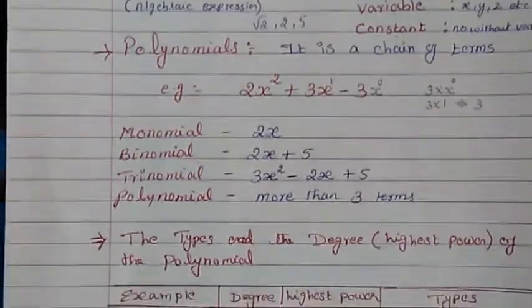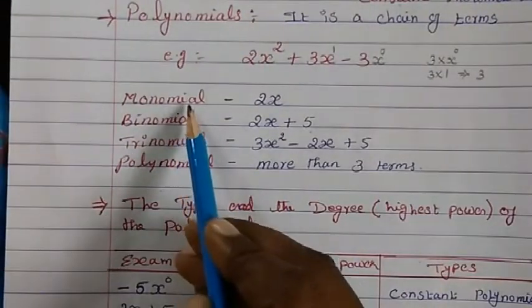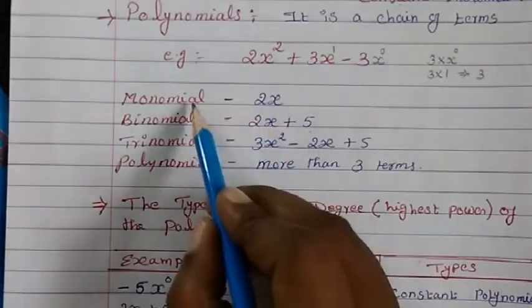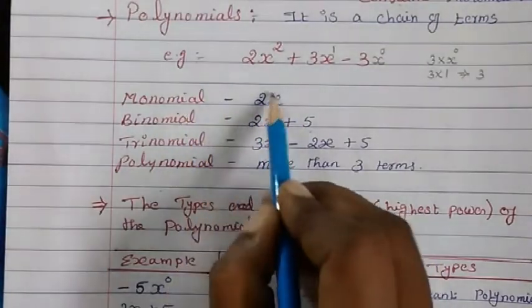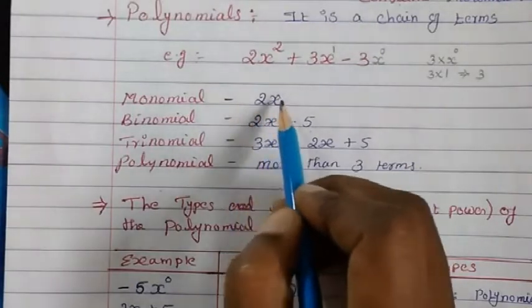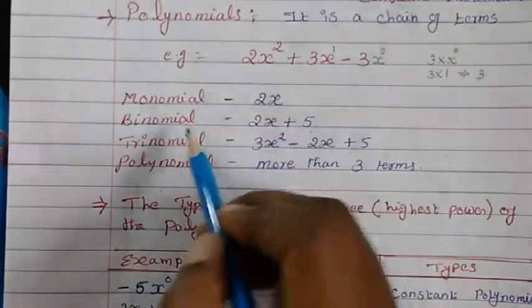Now let's see here, monomial. What is the meaning of monomial? When there is only one term, it is known as a monomial. It is not separated by an addition or a subtraction. So this is known as a monomial.